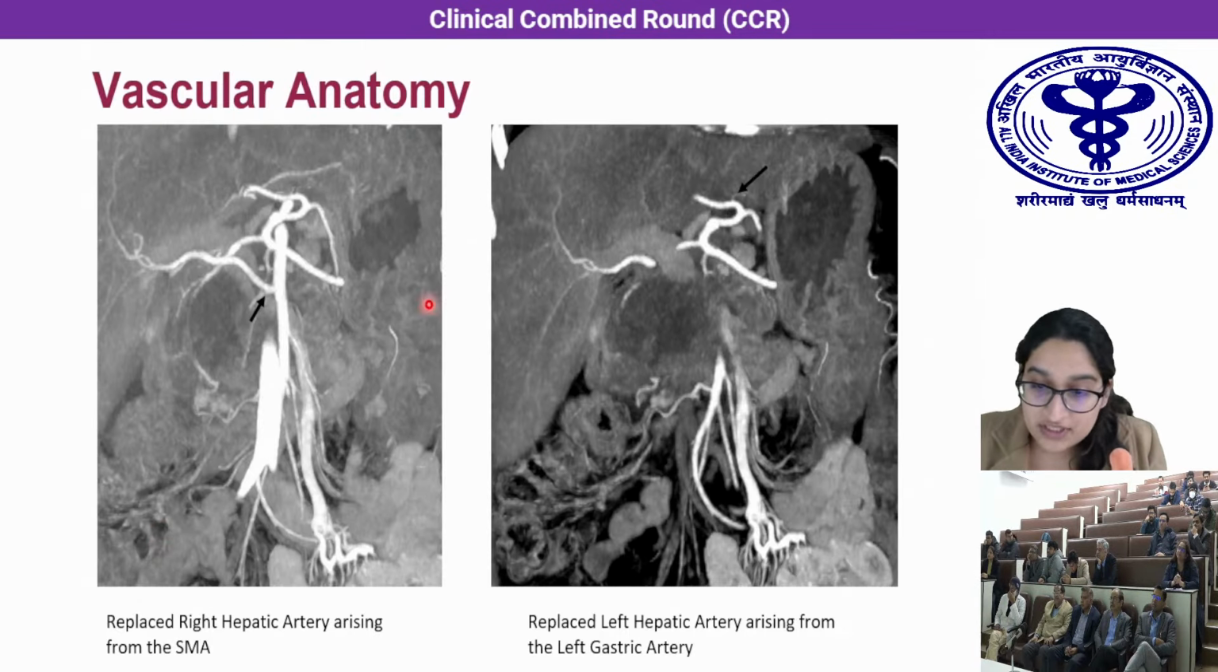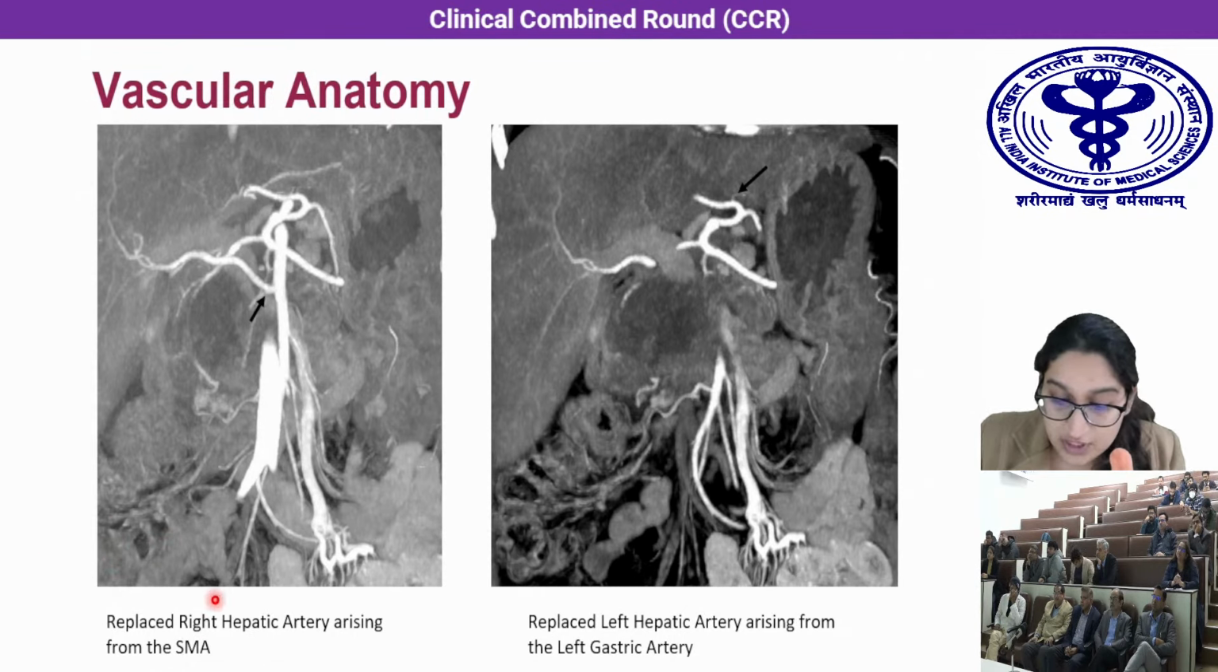So for planning for surgery, there was some relevant vascular anatomy regarding this patient. There was a replaced right hepatic artery which was arising directly from the SMA, and also a replaced left hepatic artery arising from the left gastric artery.